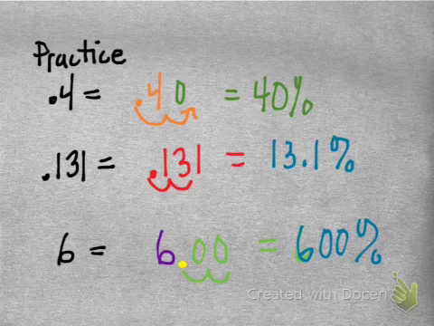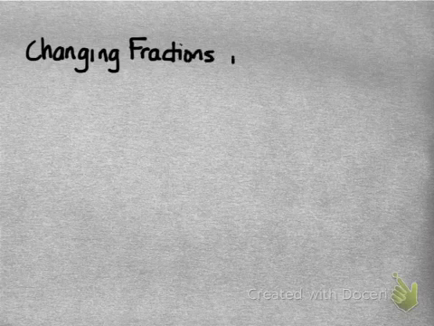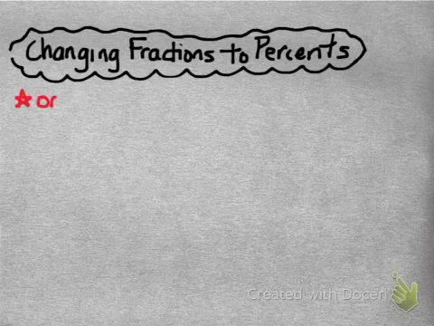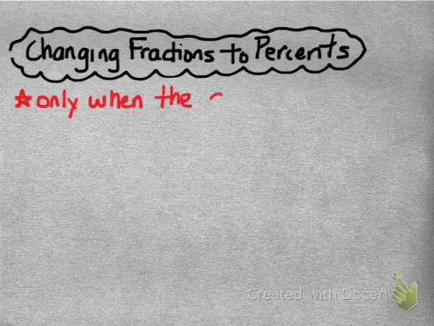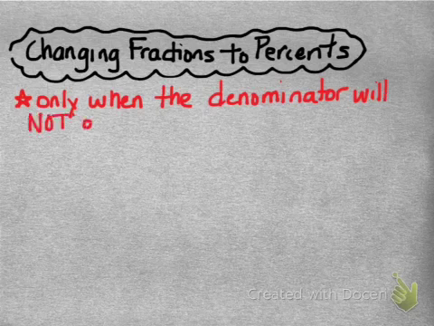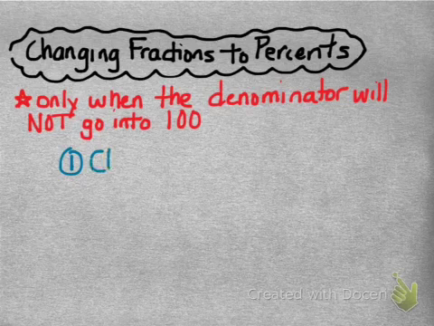Okay? Alright, now here we have a special case scenario on this next one. Changing a fraction into a percent. Now this is only going to be used when your denominator will not go into 100. So if you have a fraction where the denominator will not easily go into 100, then you want to use this method. So, for example, look at the number 7/8. Oops. Forgot to write our steps.